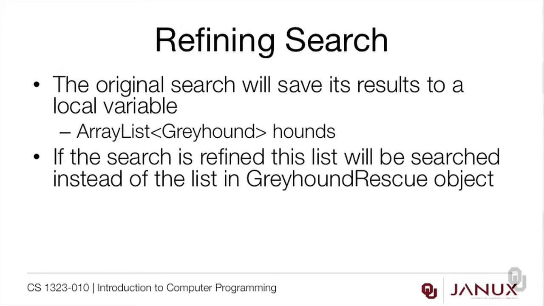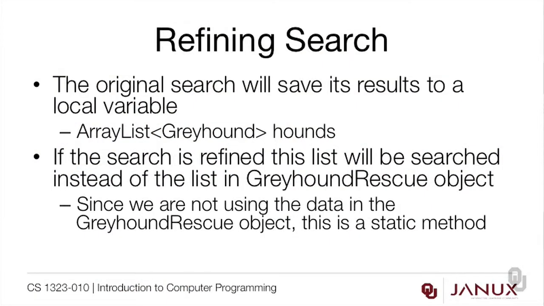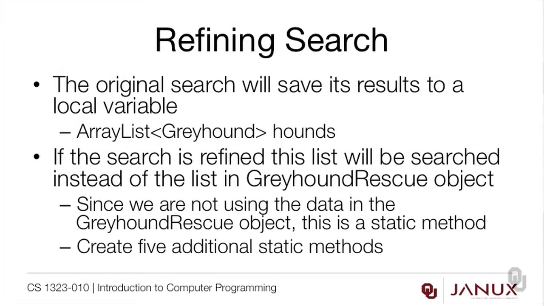If the search is later refined, this list needs to be searched instead of the list in the Greyhound rescue object. So at that point, we don't want to be using the instance data in the Greyhound rescue object. We need to use the local variable. Well, if you're not using the instance data in the Greyhound rescue object, guess what? That's a static method. So if you've wondered what the difference is between instance data and class data, you're going to see a perfect example here of how this works. We're not using the data in the class, and that means we're going to need 5 additional static methods to make this refining the search work.